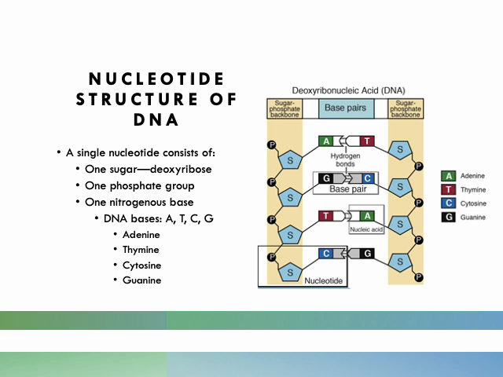Attached to the other side of the sugar is a base. The base can be one of 4 bases. It can either be adenine, thymine, cytosine, or guanine. And we refer to them as A, T, C, and G. Okay, so if you look at these nucleotides, there's a sugar with a phosphate attached to one side and a base attached to the other side. That's the basic structure of the nucleotide for DNA.